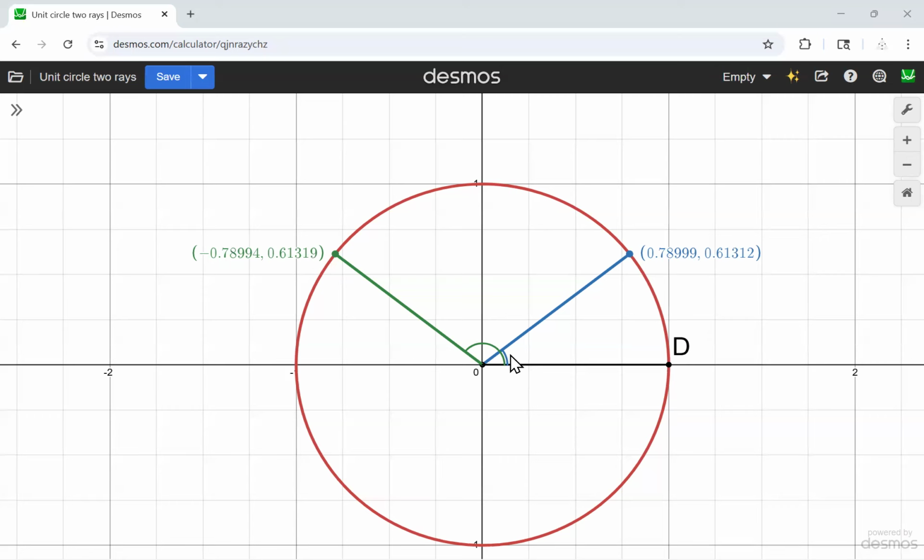My inverse sine function on my calculator is just going to give me the one in the first quadrant. What I need to do is realize that the one in the second quadrant is going to be supplementary to the one in the first quadrant. In other words, they're going to add up to 180 degrees, or they'd add up to pi radians if we were using radians. So we can find the green one by taking 180 minus this blue one.